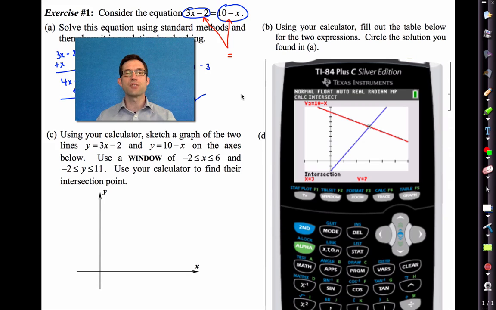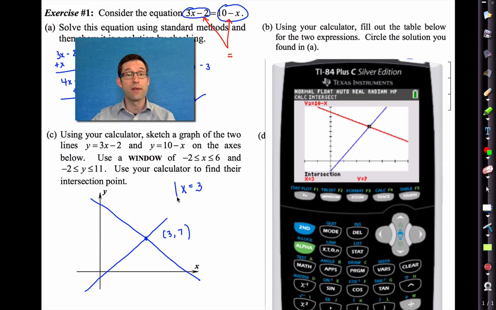So let me do a little sketch of that graph right there. I've got 10 minus x, which looks something like this. I've got 3x minus 2, which looks something like that. And we know that they intersect at 3, 7. Now the key, and this is very, very important, is that the solution is simply x equals 3. It's not 3, 7. We're not solving a system of equations here. What we're doing is we're only finding the x coordinate. We're finding the input that makes the outputs equal.